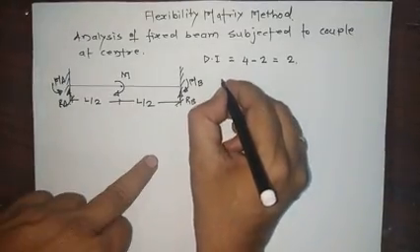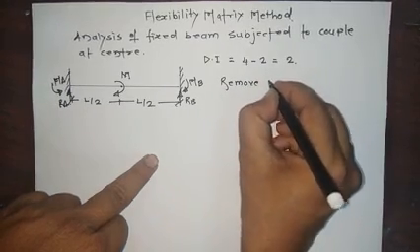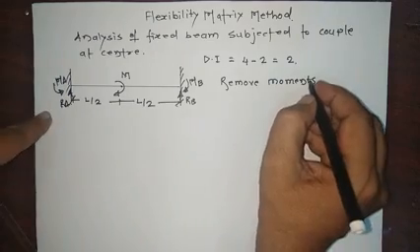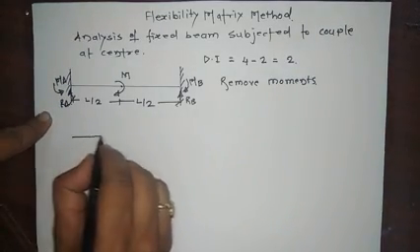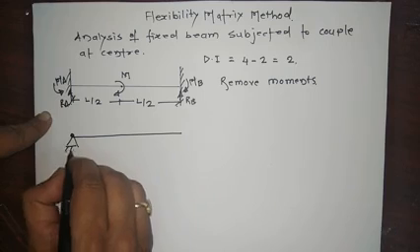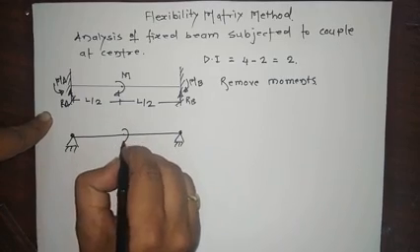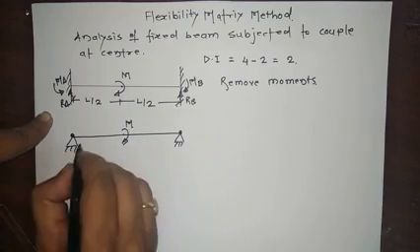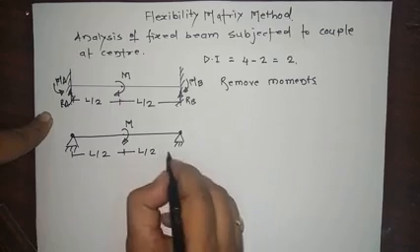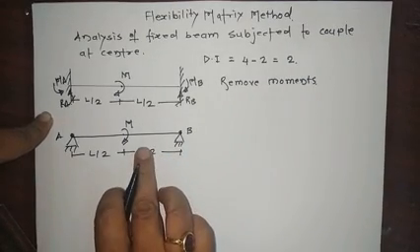So here we remove the moments. So the released structure is in this way. It means we have to insert the hinge here. And this is the moment M here. So this structure is called the released structure. This is A and this is B.